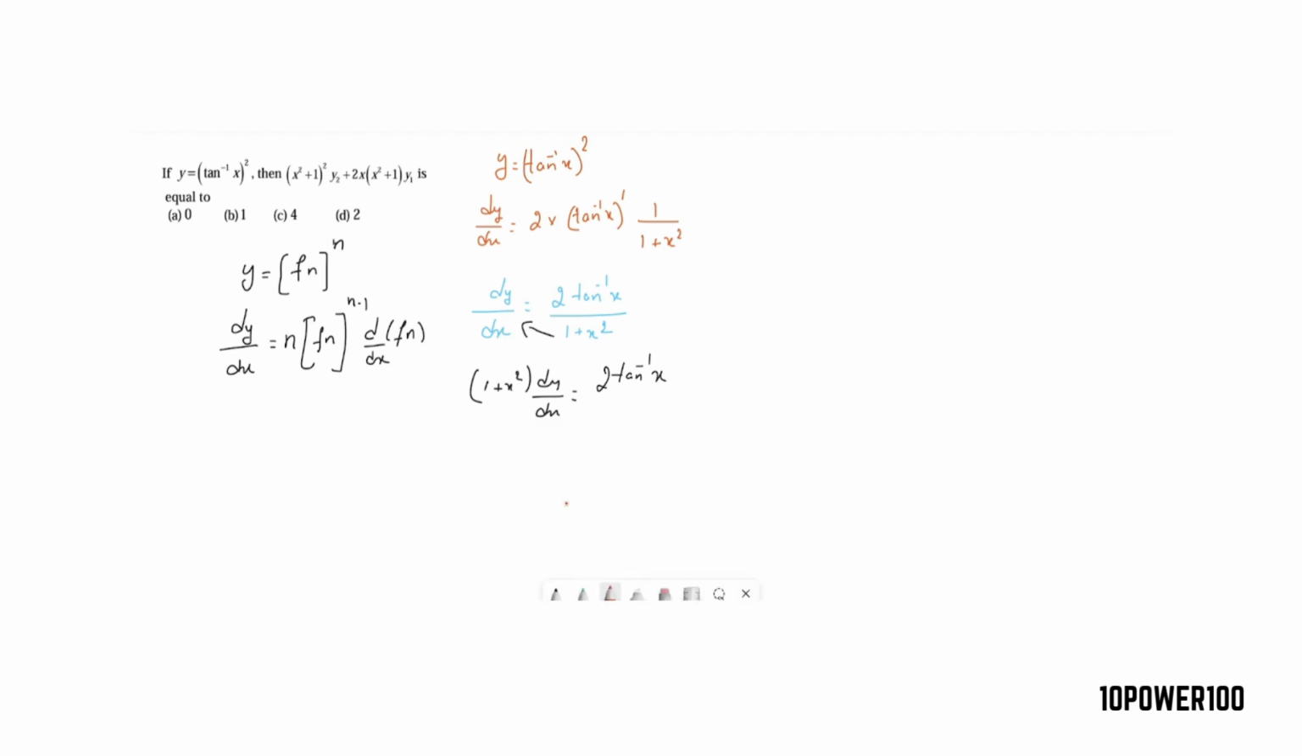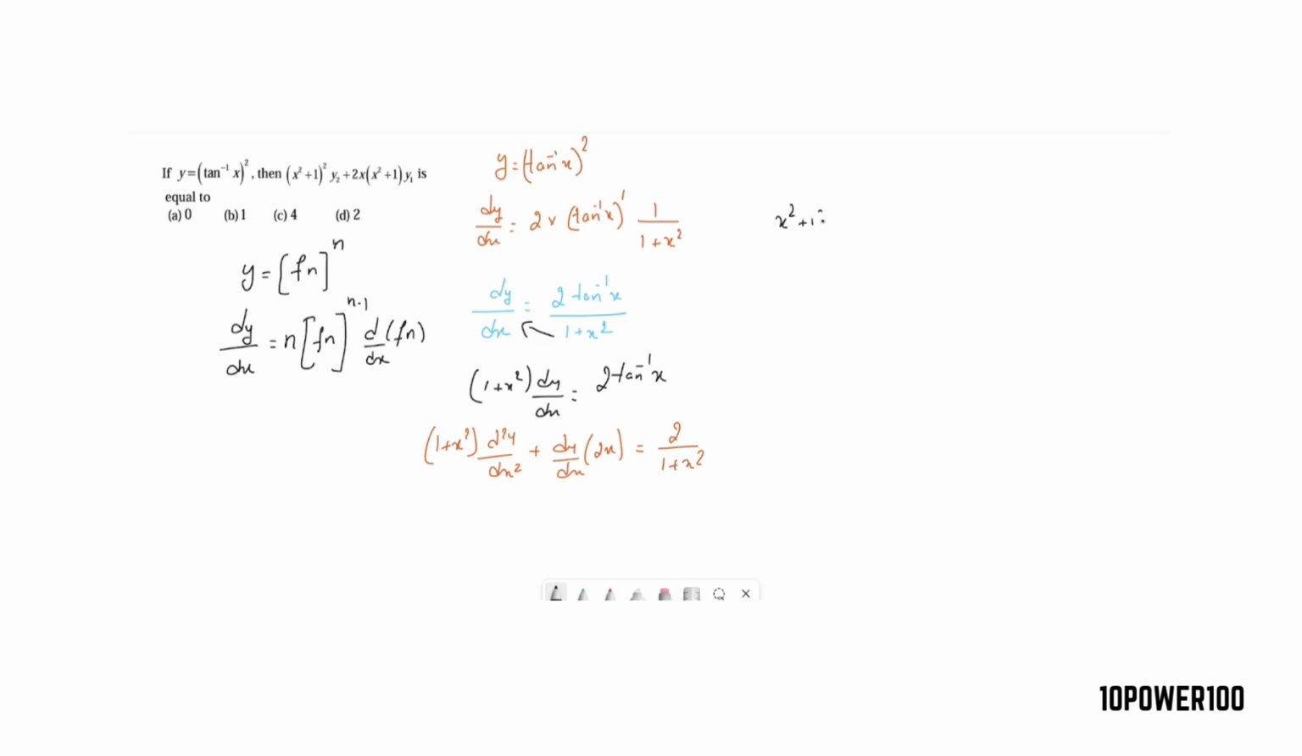Let us do the second differentiation. So here we have to use the product rule. So 1 plus x square, I'll keep as it is. Dy by dx differentiation is d square y by dx square, plus dy by dx I'll keep as it is, and 1 plus x square differentiation is 2x, is equal to 2 I'll keep as it is, tan inverse x differentiation is 1 by 1 plus x square. Now I divide by 1 plus x square throughout the equation.